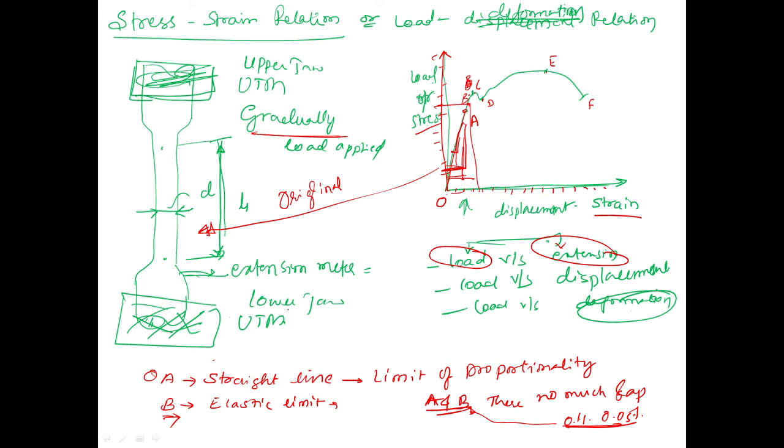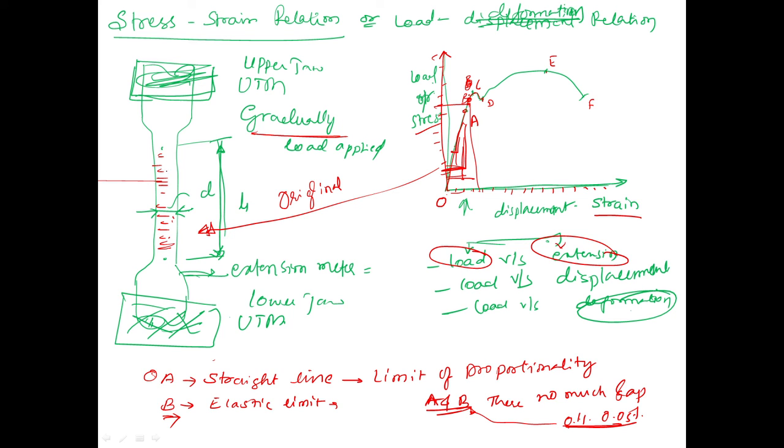Now as the load is applied gradually, slightly beyond the proportionality limit or elastic limit, let us go to point B. Now if the load is applied gradually, from here onwards what happens? There is a sudden change in area, which is going to reduce the cross section of this specimen somewhere.